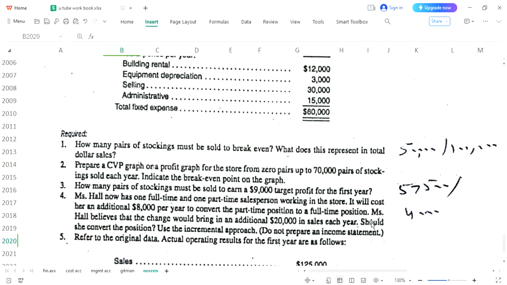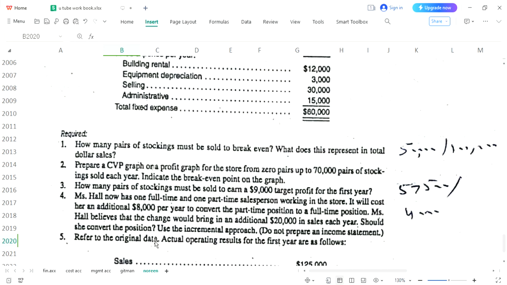And the same thing is described over here. She believes that the change would bring an additional 20,000 in sales. So the same thing happened. If she is investing 8,000 per year, she can earn an additional 20,000 from her shop by converting a temporary employee into a permanent employee. But that is not necessary. What is her assumption? That might be wrong or might be right. So again, should she convert the position?